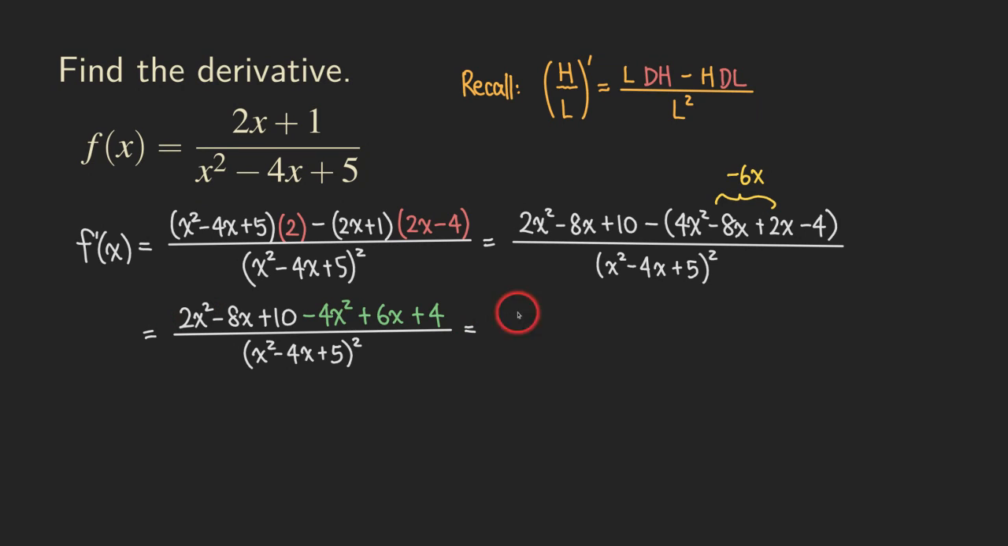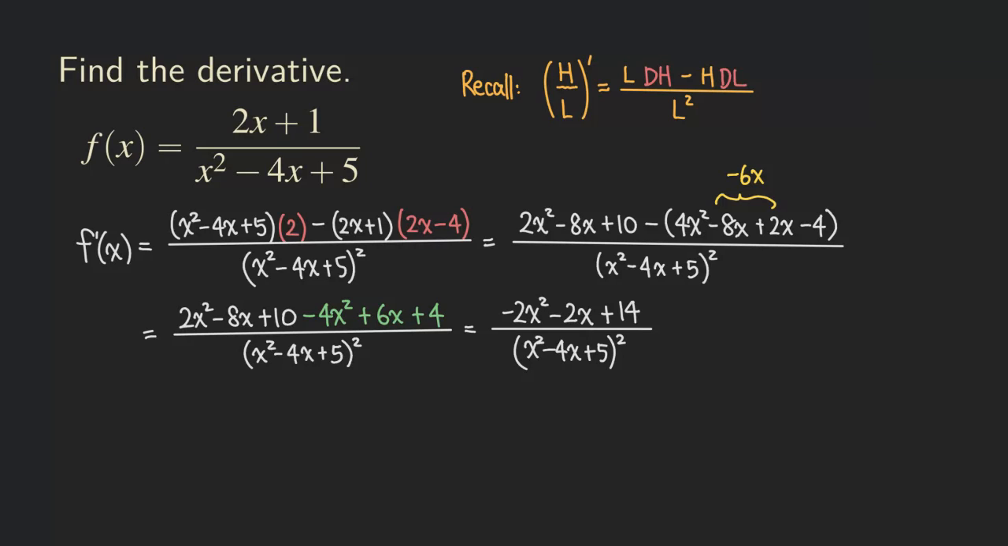The next step is to combine like terms right here. That's negative 2x squared and then minus 2x. As you can see, 2x squared minus 4x squared is negative 2x squared. Negative 8x plus 6x is negative 2x. And then 10 plus 4 is plus 14. And then that would be over x squared minus 4x plus 5, squared.